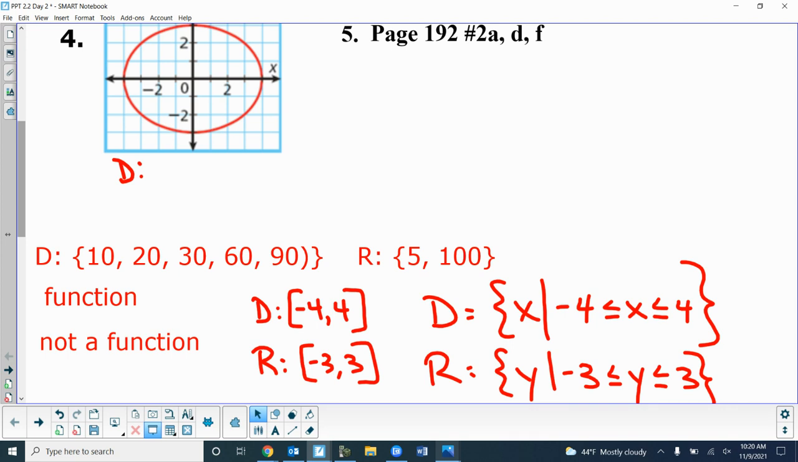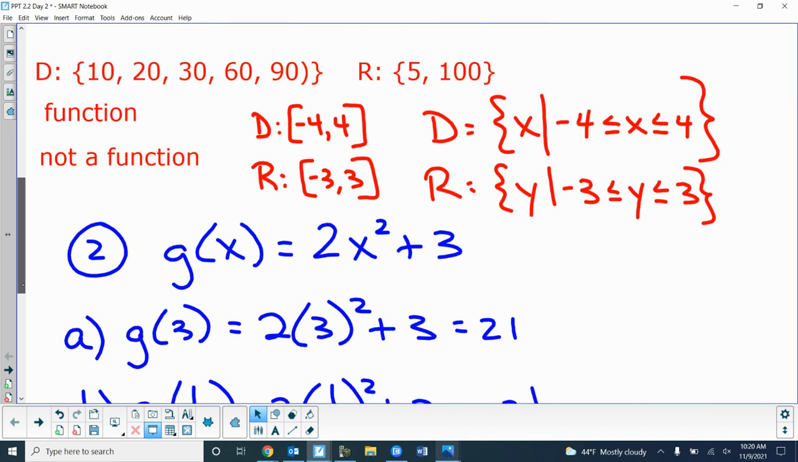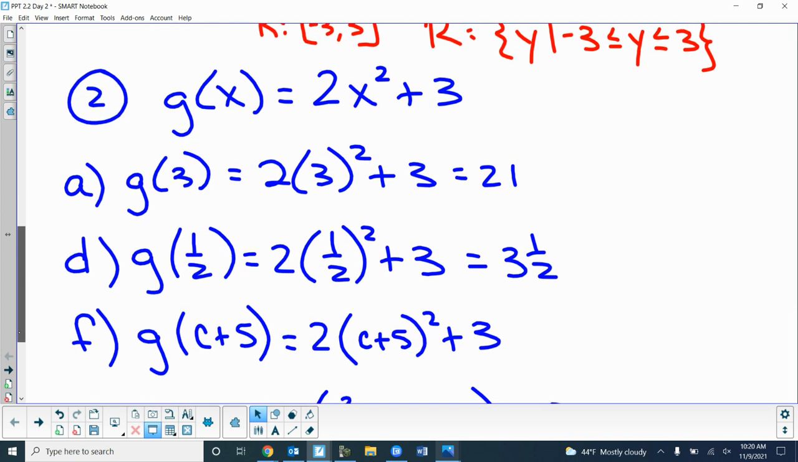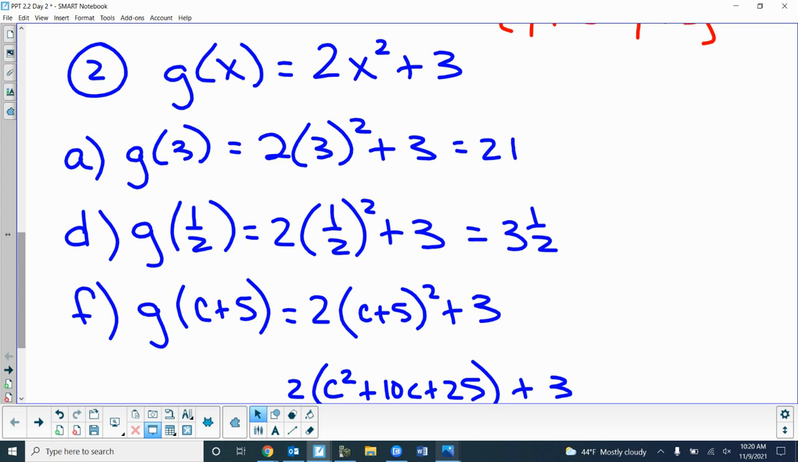Okay, and then 192, 2A, D, and F was this problem. It's the function g of x equals 2x squared plus 3. So g of 3 means to put a 3 in place of the x. So you do 3 squared, 9, times 2 is 18, plus 3 gets 21. G of 1/2 means put 1/2 in for x. So 1/2 squared is a fourth. 2 times a fourth is a half. A half plus 3 is 3 1/2.